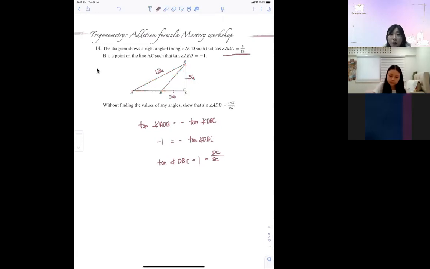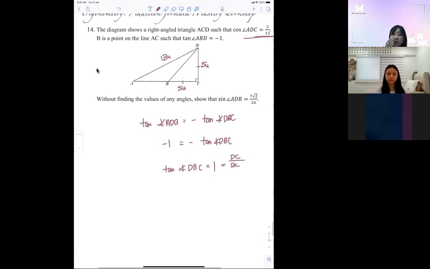Anyone don't understand this part? Okay, yeah? This part. All right. Then now they want me to find sine angle ADB. They want me to find sine of this one. So remember, every time you see this sort of triangle question, we know that we must use the addition formula because we are breaking this into 2 parts.